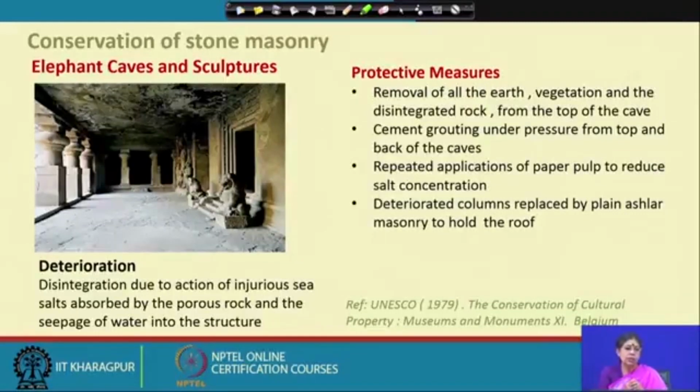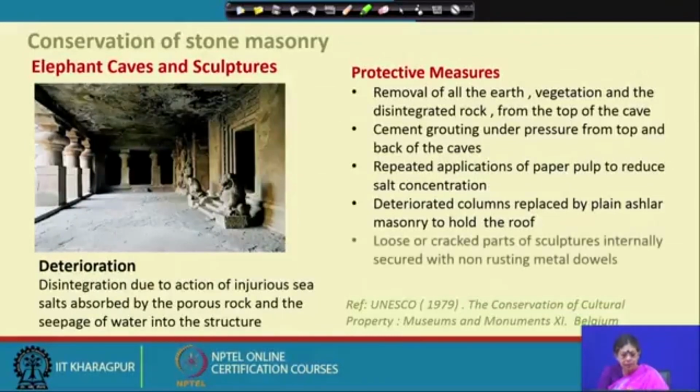Many of these columns have been rebuilt or constructed to hold the roof, and how they were done, there is some controversy, but let us see that in this case plain ashlar masonry was used.